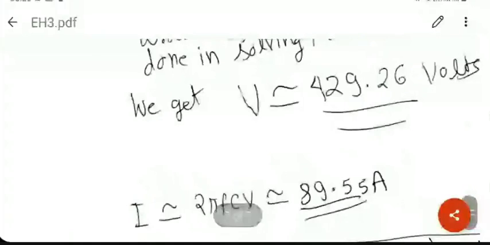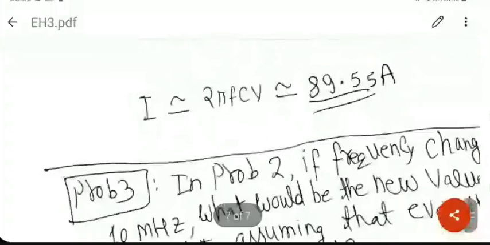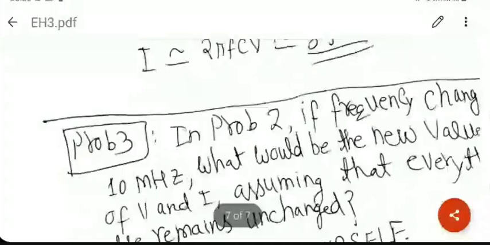Now current required will be obviously voltage divided by reactance, and reactance is 1 upon 2 pi Fc. So current required will be 2 pi Fc into V. You can double check this calculation, you get almost 89.55 amperes. This is how you tackle plywood heating. Other heating problems can be handled in a similar manner, of course.